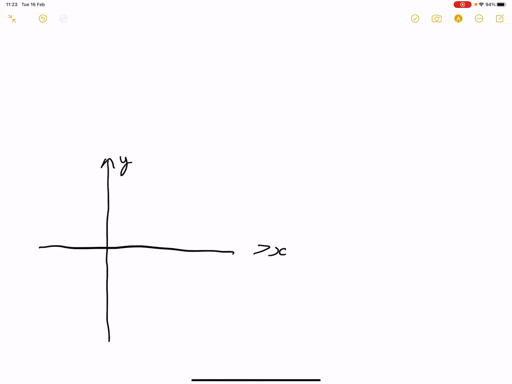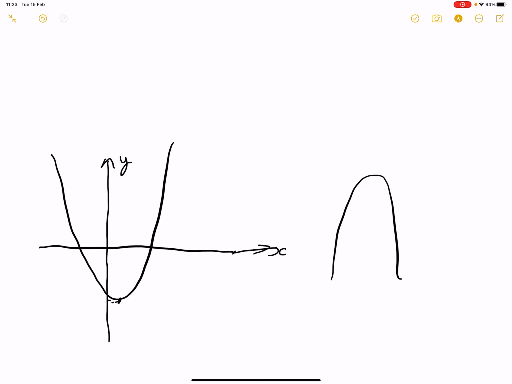If I didn't rub out my graph, that'd be very helpful. A quadratic of this form, where the minimum is some distance off the y-axis. And this is a normal positive quadratic. I could show a negative quadratic, but I don't see the point at the moment.